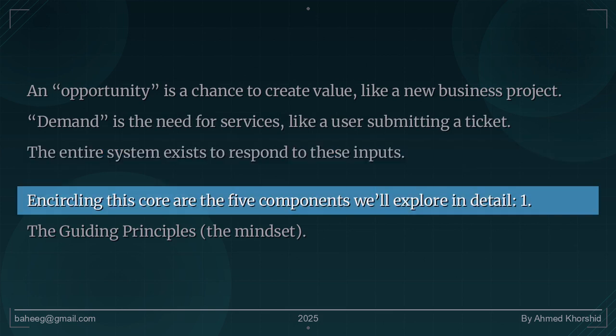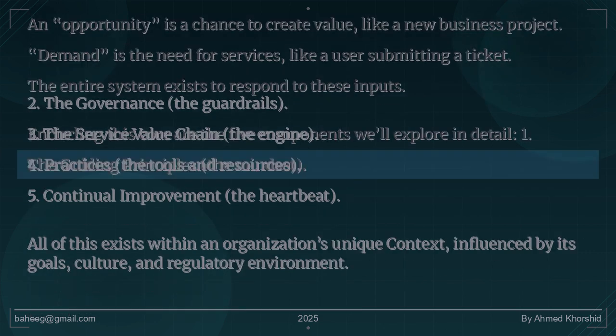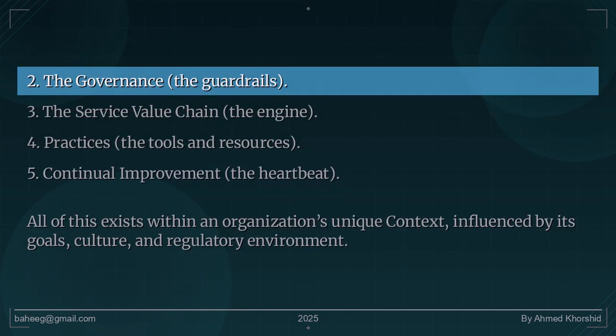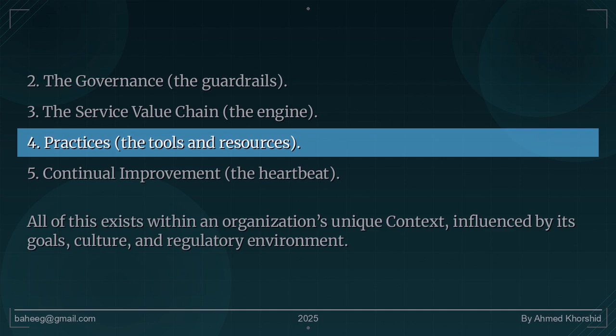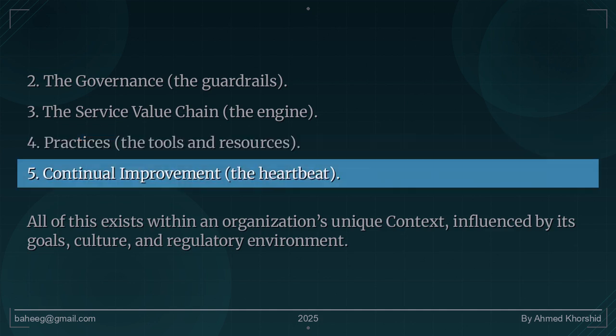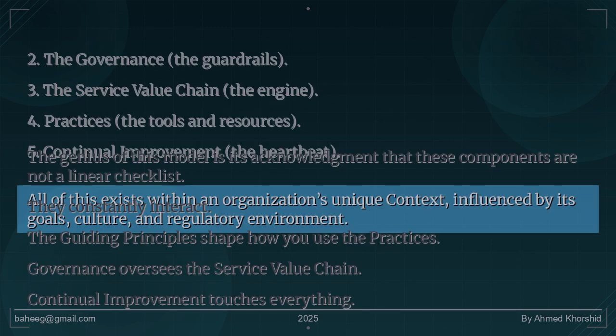Encircling this core are the 5 components we'll explore in detail. 1. The guiding principles, the mindset. 2. The governance, the guardrails. 3. The service value chain, the engine. 4. Practices, the tools and resources. 5. Continual improvement, the heartbeat. All of this exists within an organization's unique context, influenced by its goals, culture, and regulatory environment.